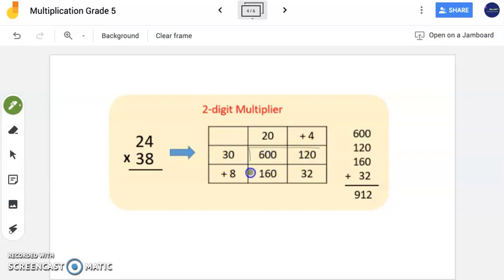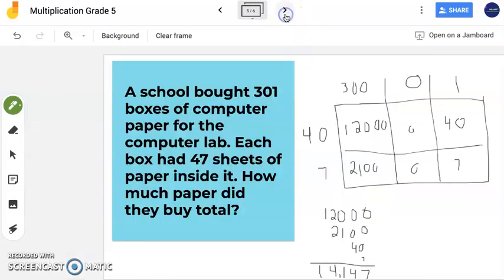Now, the boxes here, these 4 boxes, I'm going to take those 4 numbers and add them together. Once I add those together, it gives me my product of 912. Now, the next problem we're going to practice partial products. This is just another multiplication strategy that you're welcome to use.